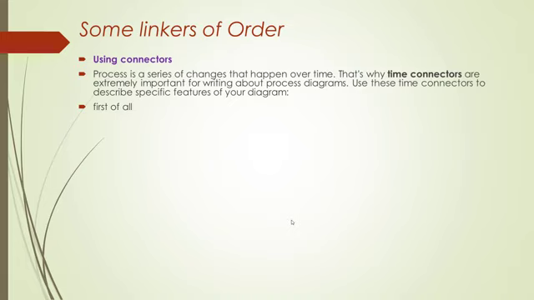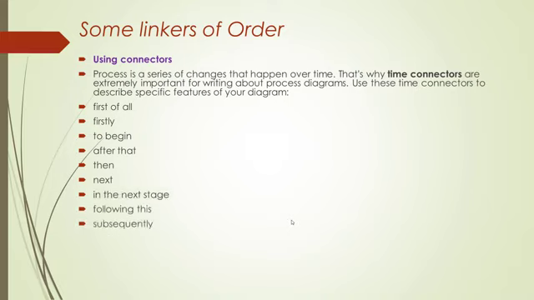So these are the connectors which you will use to describe the process diagram: first of all, firstly, to begin, after that, then, next, in the next stage, following this, subsequently, finally. These are some linkers. There are many other linkers. These are the linkers which you can use to describe a diagram.